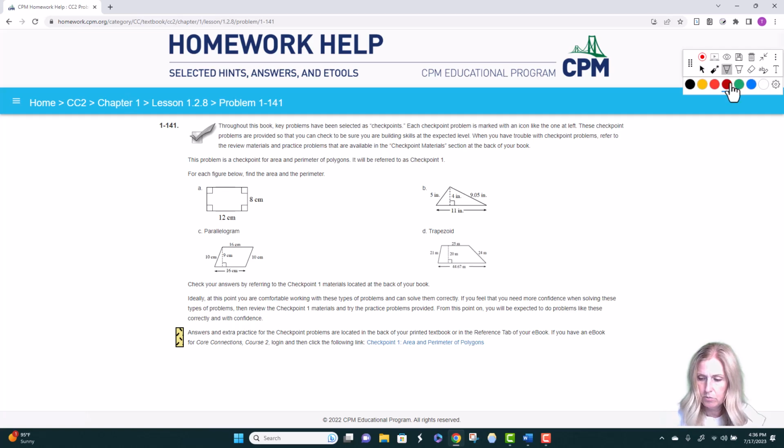Okay. 141. Okay, when you see problems like this with that little check mark, that's called a checkpoint. All that means is by now they think that you should know how to do this kind of problem very well. You should have it mastered. That doesn't mean you won't make mistakes, but by now you should really just know how to do this. So they're kind of giving you that, it's like you need to do a checkpoint on yourself.